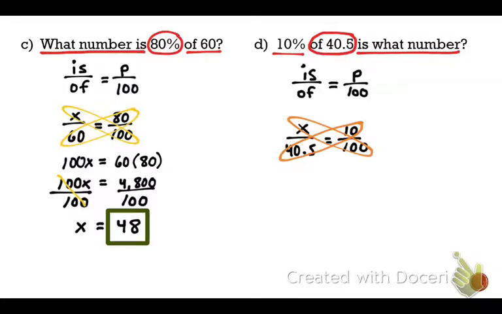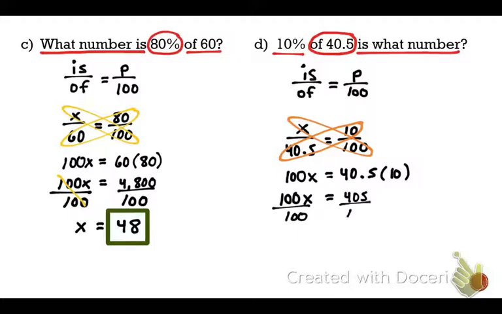Does anybody want to help me? Trenton, what'd you do next? I did 100x equals 40.5 times 10. Excellent. Then you drop down the 100x and it equals 405. Very good. And you divide it by 100. And then x equals 4.05.